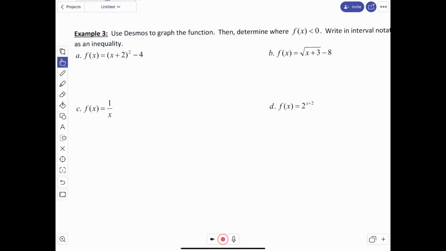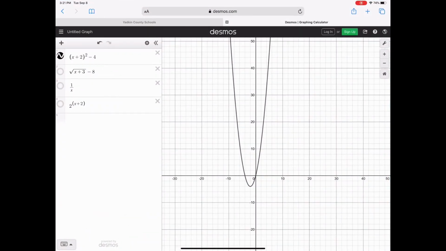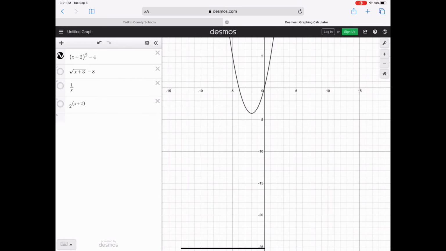All right, so on these, what we're doing is we're using Desmos to tell where the graph is negative, okay? So where f of x is less than 0. So remember, that's just a fancy way of saying where it is negative, okay? And it wants you to go into Desmos. So you have to go to Desmos and type in this equation. So if we go to Desmos, and I've already got mine typed in. So here's our first graph. We'll zoom in. So our first graph is x plus 2 squared minus 4. So I just have my first graph entered.